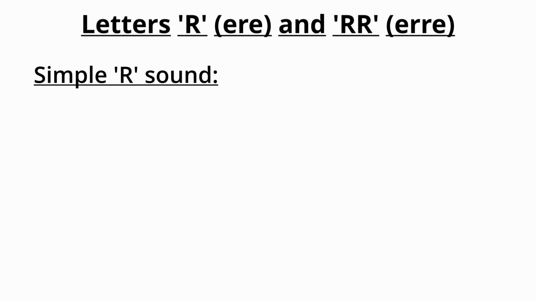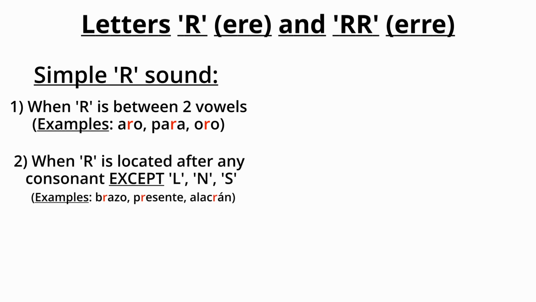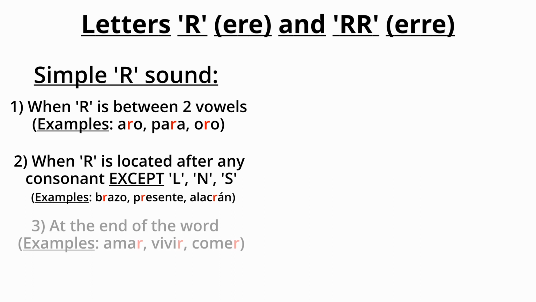Let's begin with the simple R sound. It's used when it's located between two vowels, for example, aro, para, oro. It's also used when the letter R comes after a consonant that is not L, N, or S. For example, brazo, presente, alacrán. And it's also used when it's located at the end of the word. For example, amar, vivir, comer. Here it all makes sense, because we are talking about one letter R making a simple R sound, so no need to worry about anything.